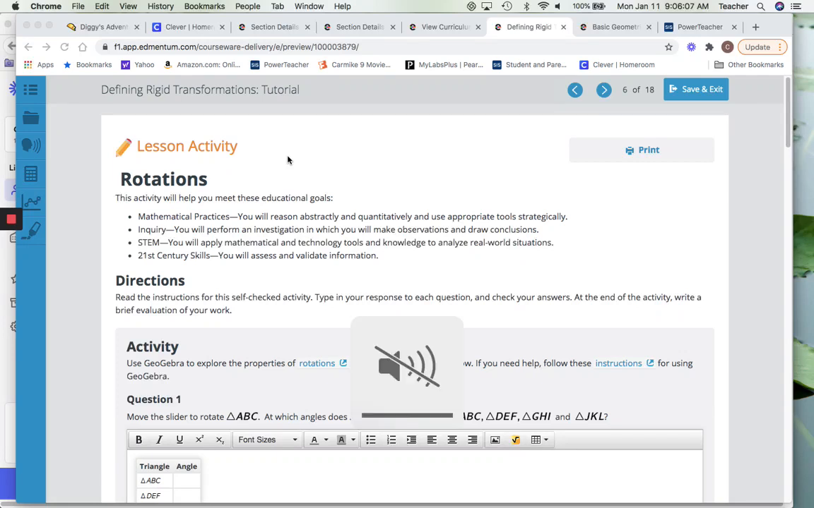All right, hey everybody. Looks like we are on defining rigid transformations.